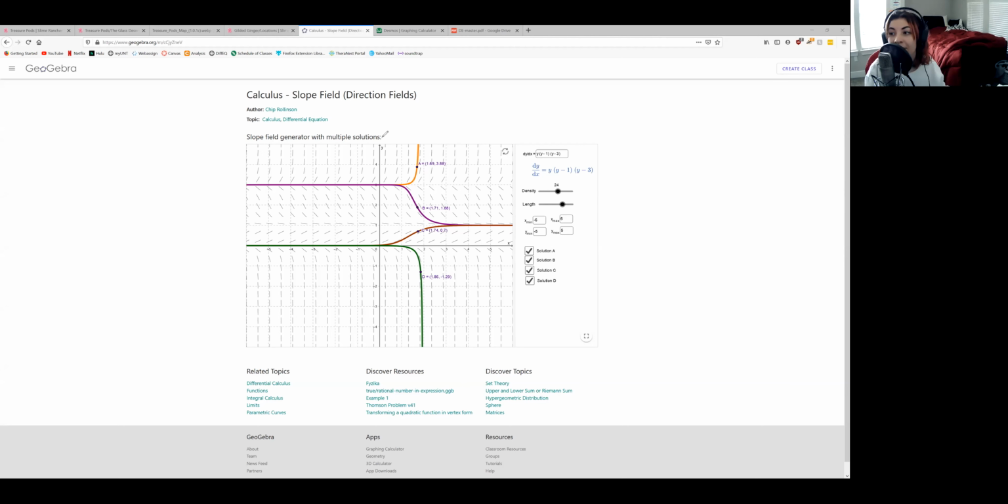Cool, I think that's about it. I hope this was helpful in describing what direction fields are and how to use them to look at our differential equations. Thanks so much.